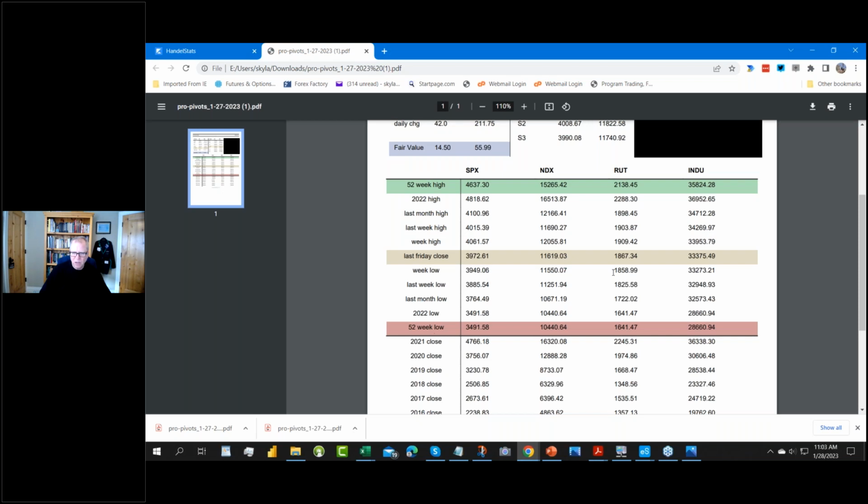I've got to update this yearly close, but it's just a way to keep track of where you are in relation to the high and low of the week. I print it out every day, and I've been using that, or some version of it, for almost 20 years.